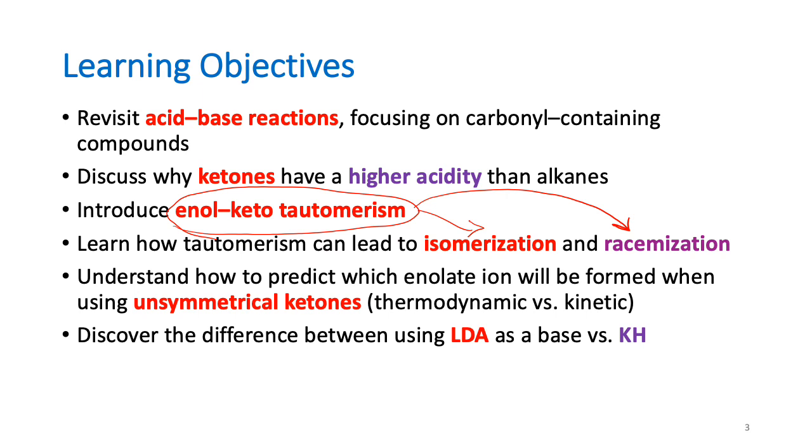Understand how to predict which enolate ion will be formed when unsymmetrical ketones are used, and so that's when we entered into our discussion of thermodynamic versus kinetic enolates, be it LDA, lithium diisopropylamide, versus KH, potassium hydride. You can go back and look at those video lectures to see which one, LDA or KH, will yield the kinetic or thermodynamic product. Make a note that both of these reactions are done in THF, so we are not talking about an aqueous environment for those particular enolates.